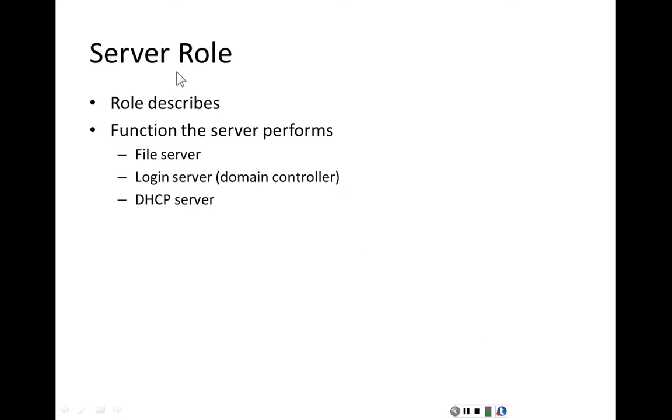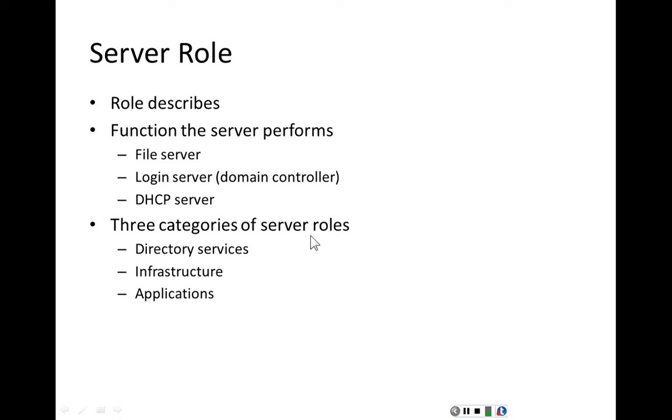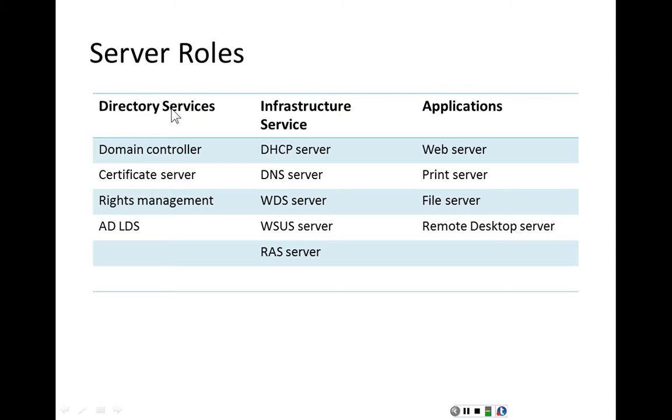So when we use the term server role, the role describes the function that the server performs. It might be acting as a file server, it might be acting as a domain controller, it might be acting as a DHCP server. And there are three categories of server roles: directory services, infrastructure, and applications. The directory services roles include a domain controller, which is a login server, or a certificate server. And infrastructure roles include DHCP server, DNS server, Windows Deployment Server, Windows Server Update Services server, and Remote Access server. And application server roles include web server, print server, file server, or remote desktop server.